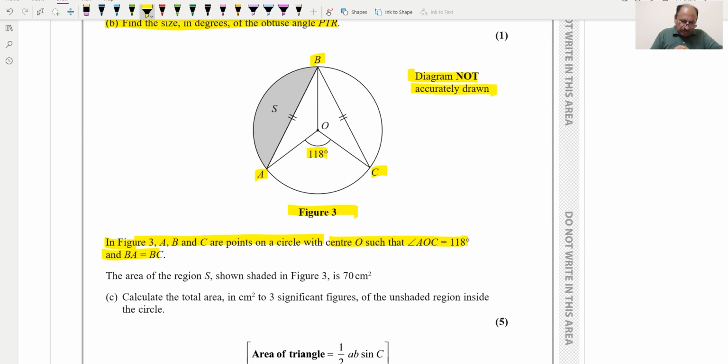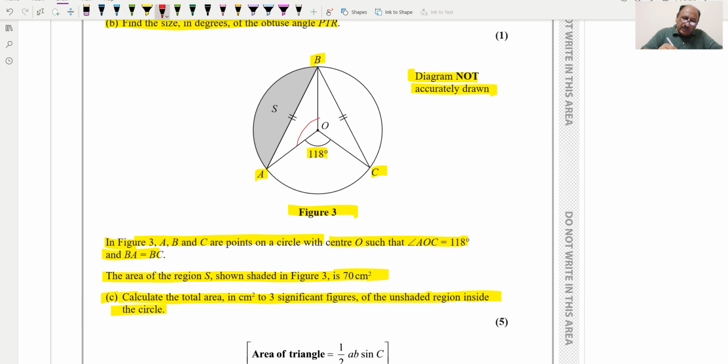Now they are saying the area of the region S, which is shaded in figure 3, is 70 centimeter square. So for the C part, calculate the total area in centimeter square, in three significant figures, of the unshaded region inside the circle. So we have to find the shaded region and the area of the circle. The radius is required for that because we don't have the radius. So we will look for the radius, and first of all we will find the remaining angle at the center.